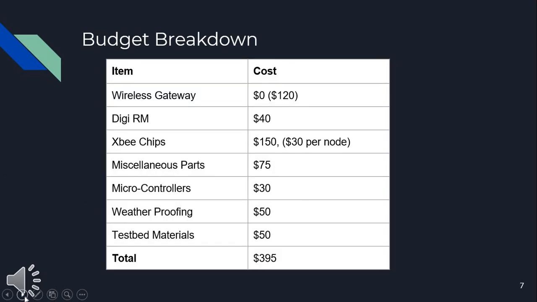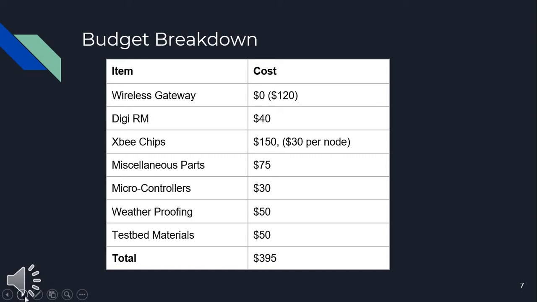Here we can see the budget breakdown for our project. The wireless gateway will be provided to us, which saves us a $120 expense. The DigiRM is going to be the web hosting for our project, and that'll cost a $40 subscription. The XB chips will cost $150, approximately about $30 per node.